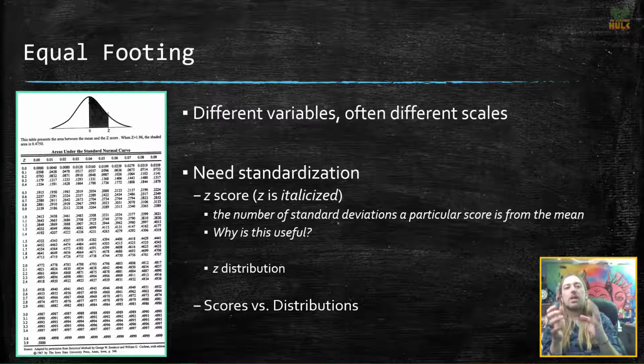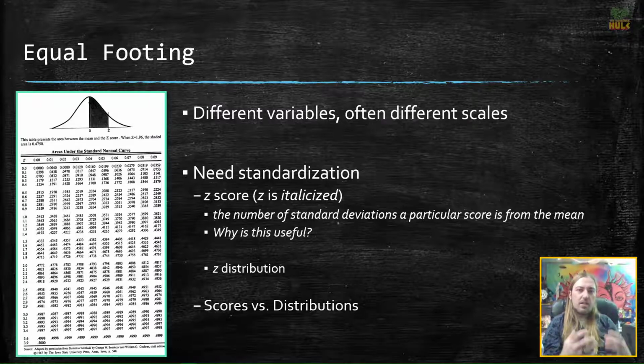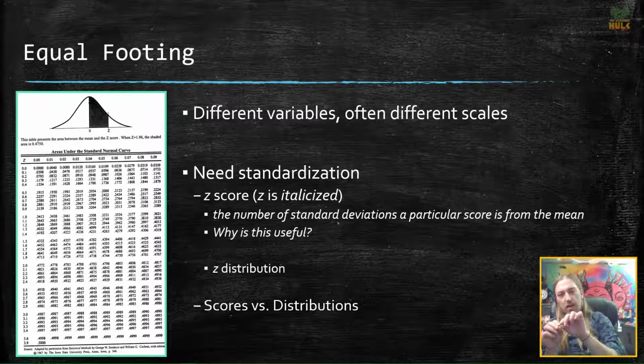And z-scores, because they're in standard deviation units, tell you precisely where your score is relative to that mean. Is it above it? Is it below it? And by how much?